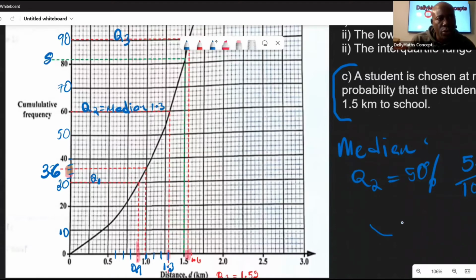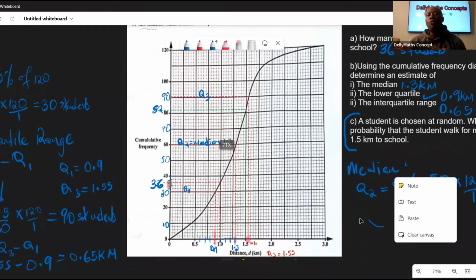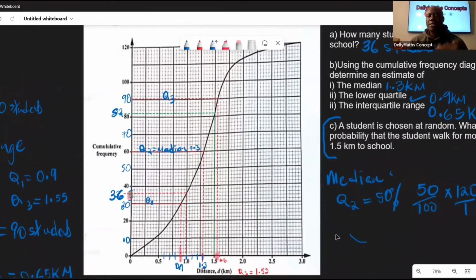So this is 82. But remember, we're talking about the probability of a student chosen at random walking for more. When we talk about more, we're going to go over that. When it's lower than that, we go beneath, but we're talking about over. So you want to go over that and all the way up to 120. You want to know the difference between these two numbers, because you're talking about those over this, where the 1.5 is.